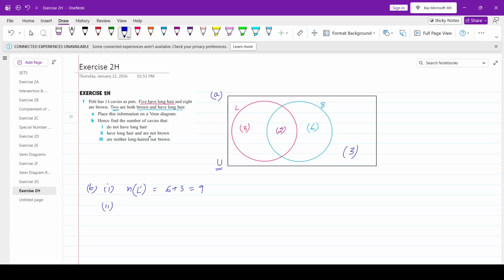Have long hair and are not brown. That means number of elements in L but not B, that is going to be 3. Are neither long haired nor brown. That means number of elements in L prime intersection B prime, that is going to be this number 3. That is our answer. Let's move on to the next question.